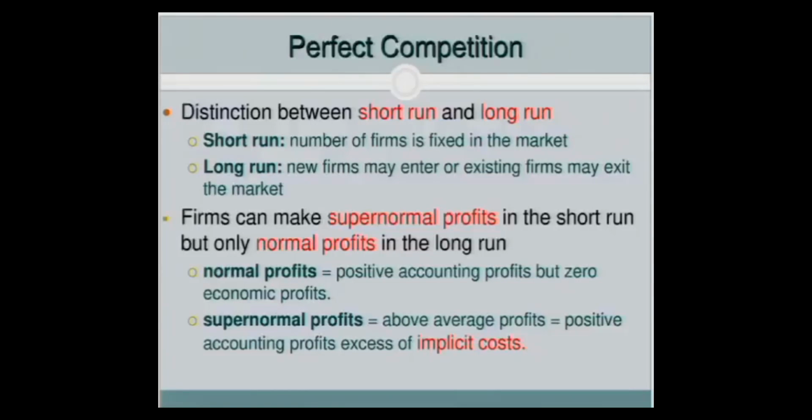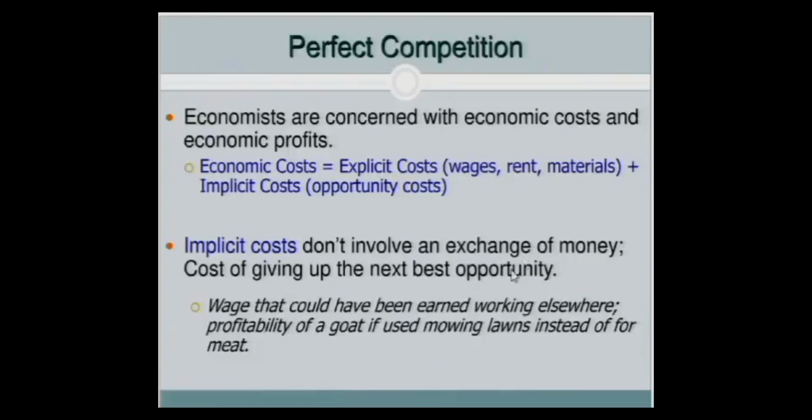I think you had this last week. Let's define what costs are first. Economists are usually concerned with not only the out-of-pocket costs, but also opportunity costs. So we usually refer to economic costs as the combination of explicit costs, out-of-pocket costs, wages, rent, and material, and then the opportunity costs of running a business, let's say.